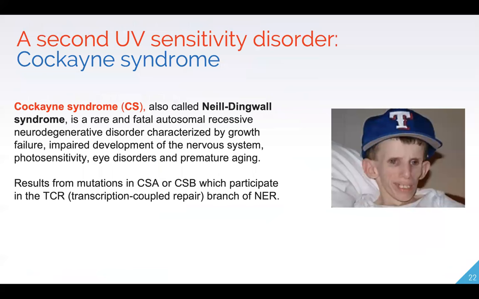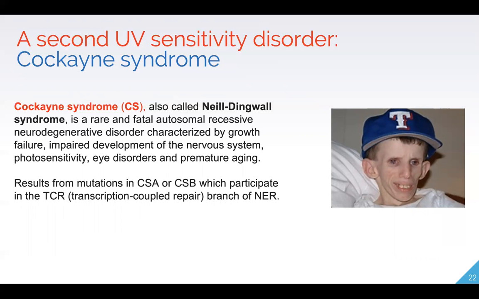So here's a second disorder that affects primarily that branch of nucleotide excision repair that is associated with transcription, the transcription-coupled repair. So this is Cockayne syndrome. Remember these two proteins that recognize this damage, they're called Cockayne syndrome A and B. These are the heterodimer that are signaled to by the RNA polymerase II during transcription. And individuals having problems signaling through this pathway develop this Cockayne syndrome, also called Neill-Dingwall syndrome.